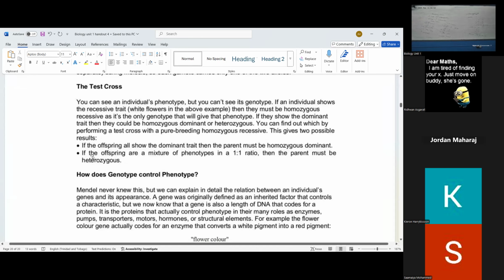So that's what's stated here. If the offspring all show the dominant trait, then the parent must be homozygous dominant. That's the only way you could get all offspring with the dominant trait. Because remember, we are crossing it with a homozygous recessive. That means in a test cross, you cross against a known homozygous recessive. Based on the ratio, you can determine the identity of the parental organism. Any questions on the test cross? Okay.